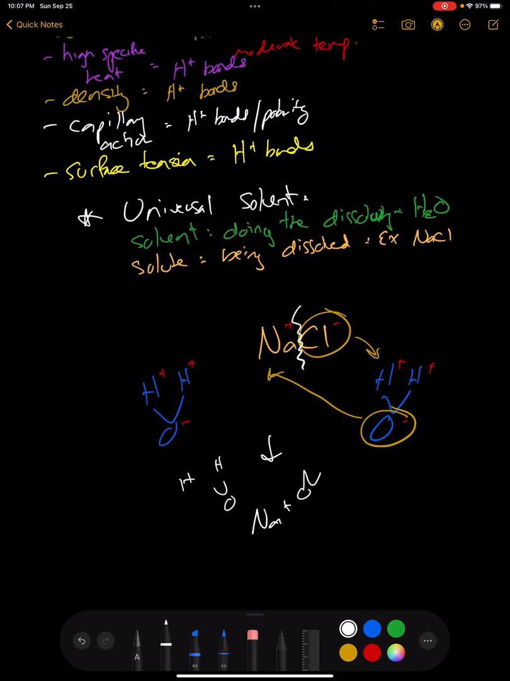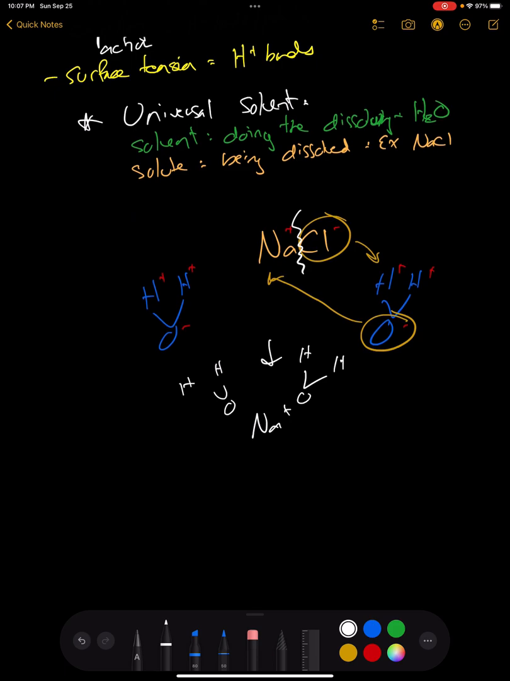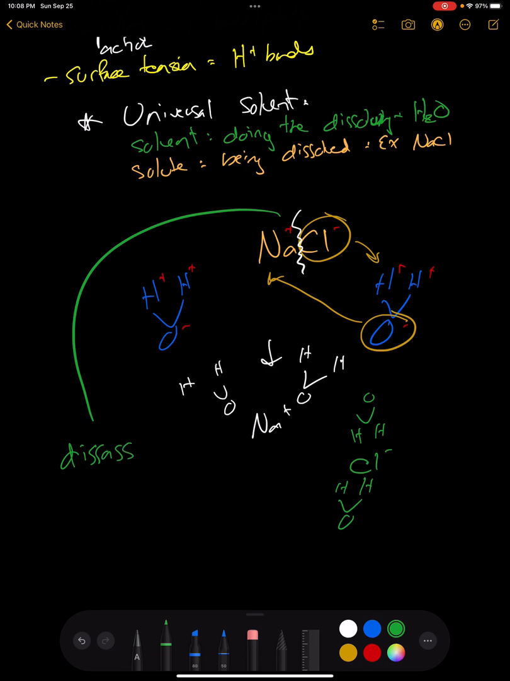And so when that breaks up, now you're going to have the sodium that is surrounded by these oxygens. And then vice versa, you're going to have the chlorine, which is going to be surrounded by the hydrogens. So because water's polar, that's going to break that molecule apart. That part right there is called dissociation.